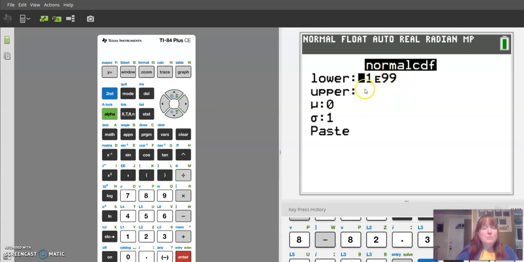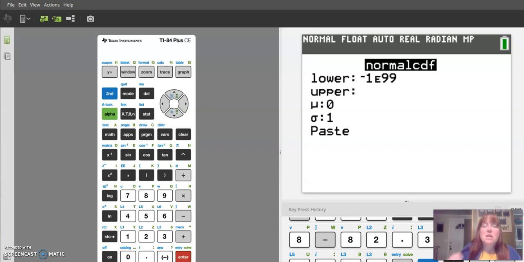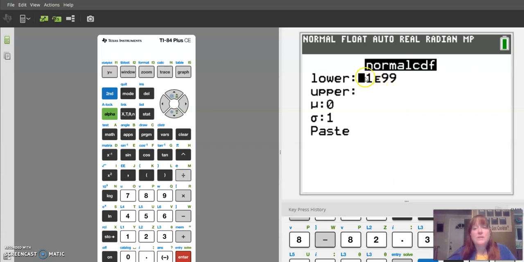Well, luckily your calculator already knows that's probably what you want. So it automatically puts in -1 e to the 99, which means -1 with 99 zeros after it. So this is almost -1 Google. It's a huge negative number, right? It's such a huge negative number that it basically means negative infinity. So anytime you want infinity or negative infinity, you're going to put this. You're going to put -1 e99 if you want negative infinity. If you want positive infinity, like if you want to go all the way as far positive as you can, instead of negative, you just make it positive. So that's our lower bound.